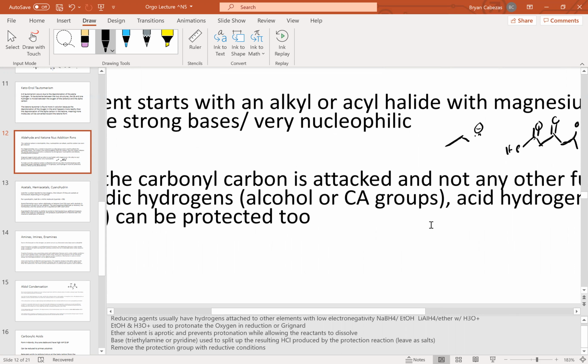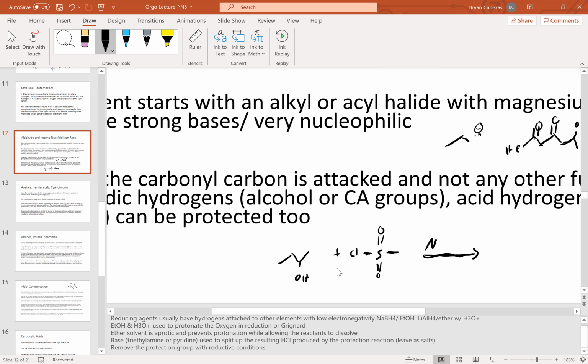Well, let's say, for example, we have this group right here, and we want to protect this alcohol group. So we would add our, for example, mesylate. It's a Cl here, and a methyl group right here. So what would happen is that the OH would be deprotonated by the solvent. The solvent is going to be basic.